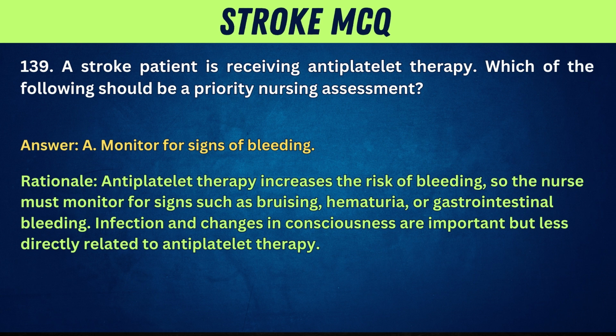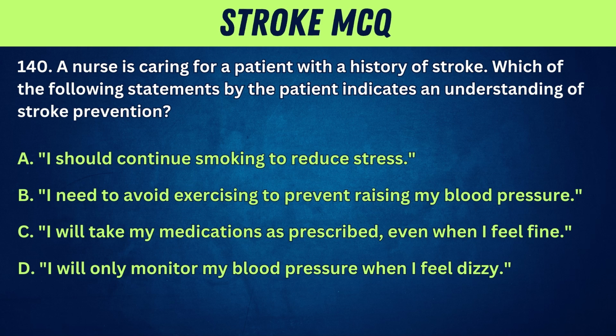Answer: A. Monitor for signs of bleeding. Rationale: Antiplatelet therapy increases the risk of bleeding, so the nurse must monitor for signs such as bruising, hematuria, or gastrointestinal bleeding. Infection and changes in consciousness are important but less directly related to antiplatelet therapy.